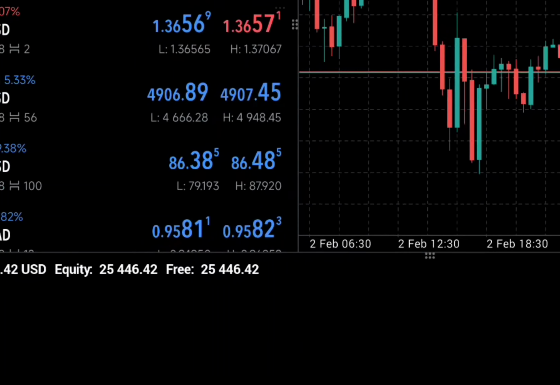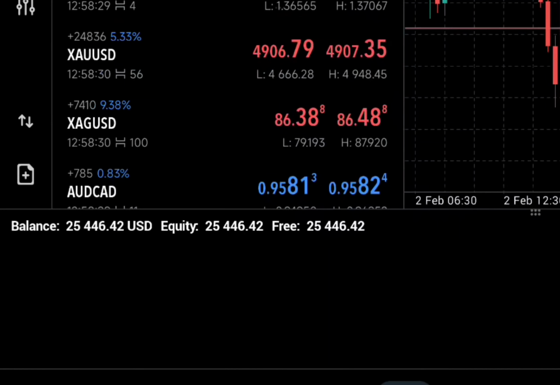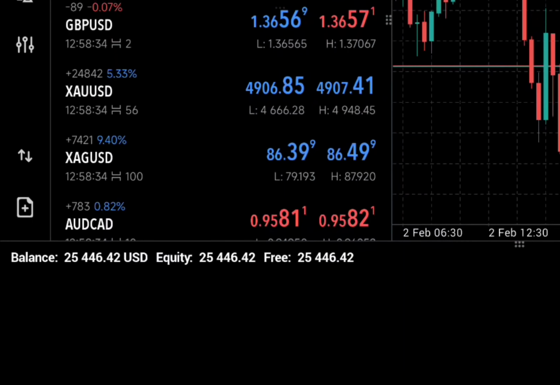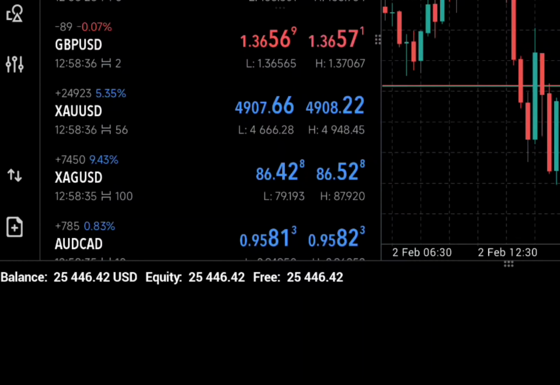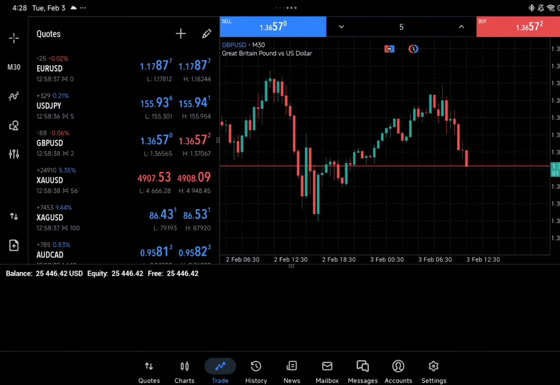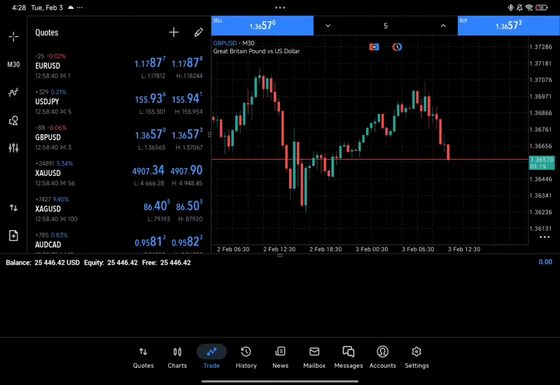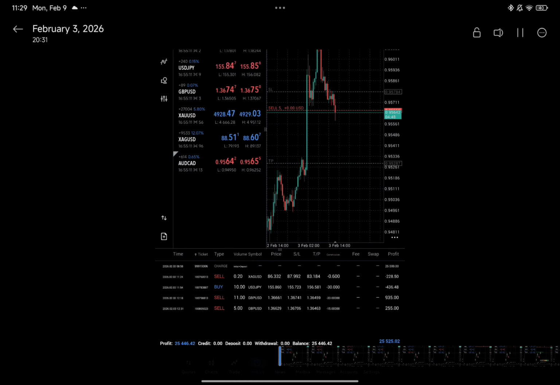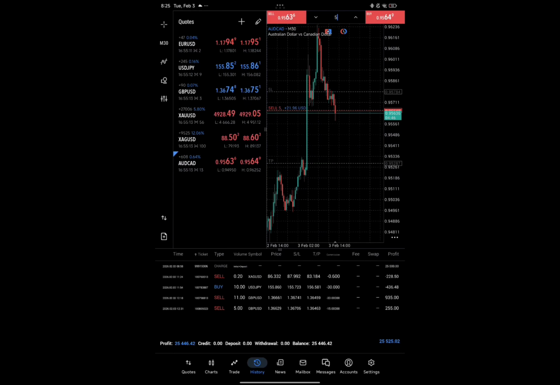As you can see, we were minus $700, and now we are plus $446 by this single trade itself. So this was a very good trade, because this trade also recovered our previous losses, and our account came into a positive territory due to this trade. Let's jump into the next trade, which is the AUDCAD.